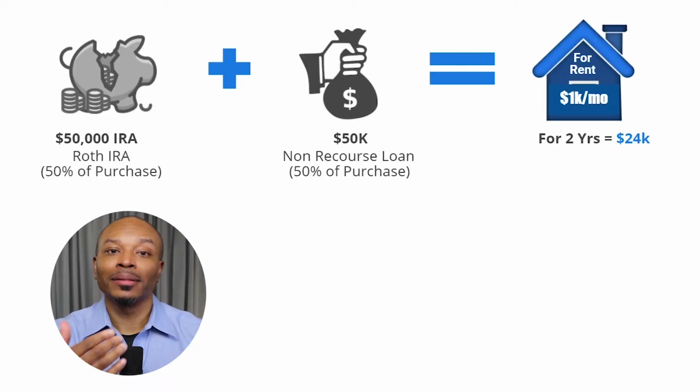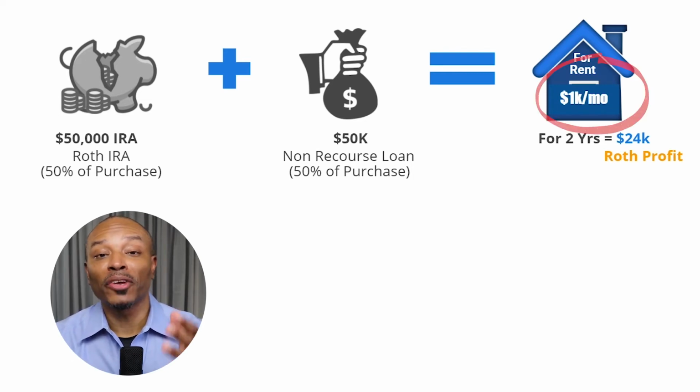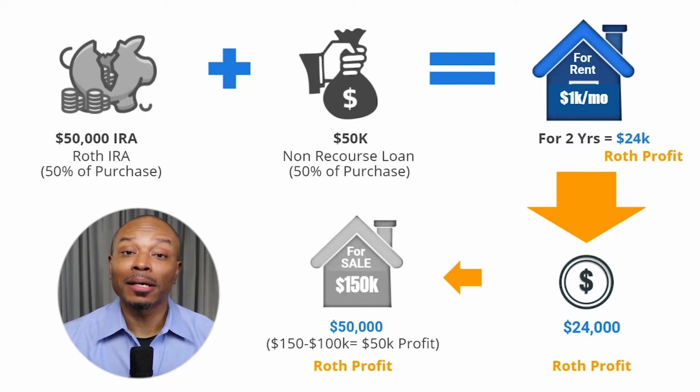But you know what? I changed my mind. Instead of selling it, I want to rent it out. I want to collect some residual income for a little bit. So I rent the property out and I'm collecting $1,000 a month in rent. That's $1,000 a month in Roth profit going back into my self-directed Roth IRA. And I collect this rent for the next 2 years. $1,000 a month over 2 years, that's $24,000 in Roth profit.